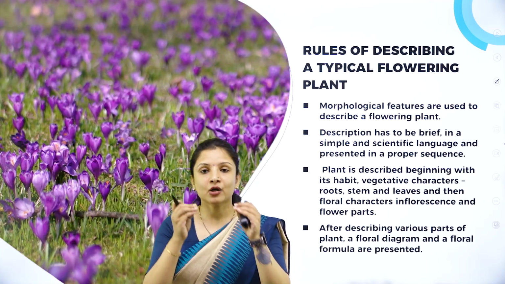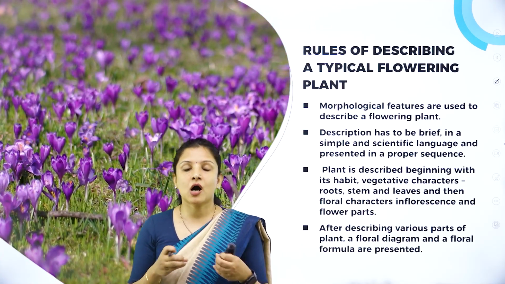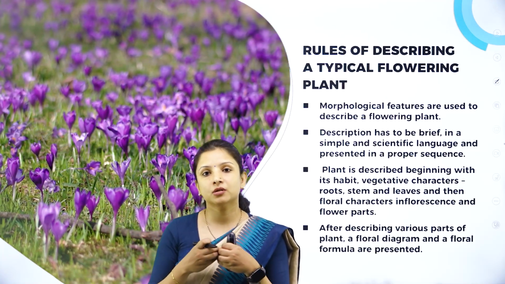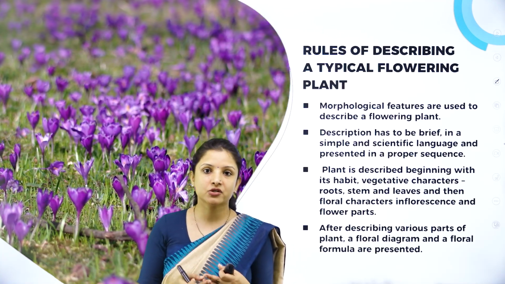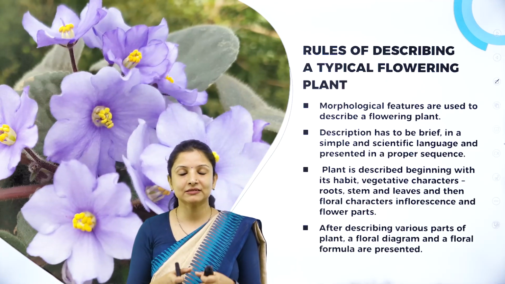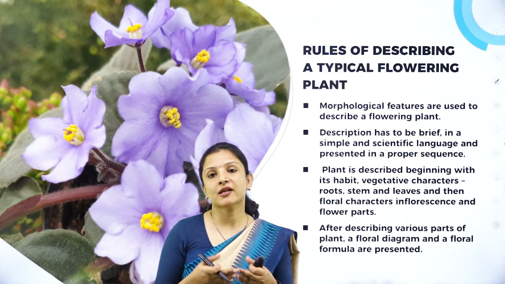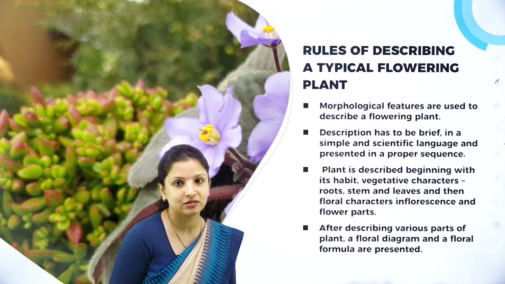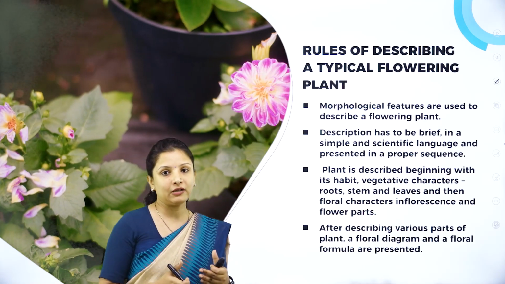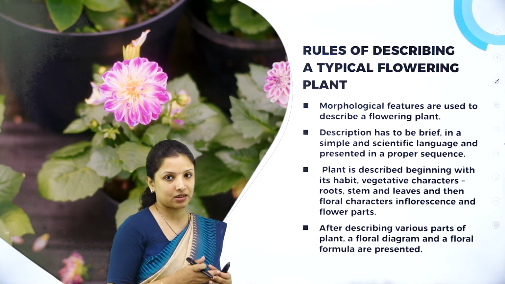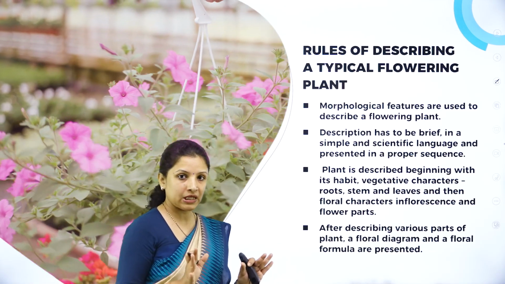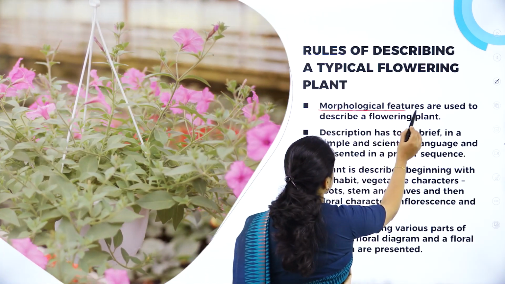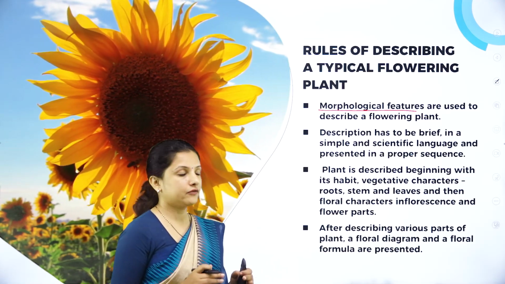It is just that we see how the leaves are arranged, how the petals of a flower are arranged, how many stamens are there, how the carpels are arranged, and what type of root it has, what type of stem it has, the arrangement of leaves, that is the phyllotaxy, the inflorescence, the vegetative characteristic. All these morphological features should be taken into consideration and anatomy should not be touched. So that is the first rule, that is morphological features are used to describe a flowering plant.